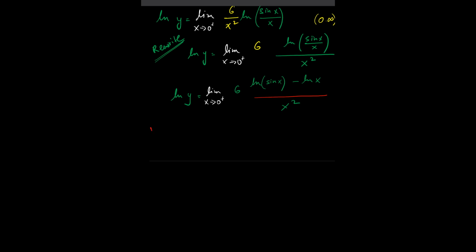Now let's go ahead and use the L'Hopital's rule that we saved from the last step. So we have natural log of y equals the limit as x approaches 0 from the right of 6, and here's the derivative of the denominator, x squared, which is 2x, and the derivative of natural log of sine of x is 1 over sine of x times cosine of x due to the chain rule, and the derivative of natural log of x is 1 over x.